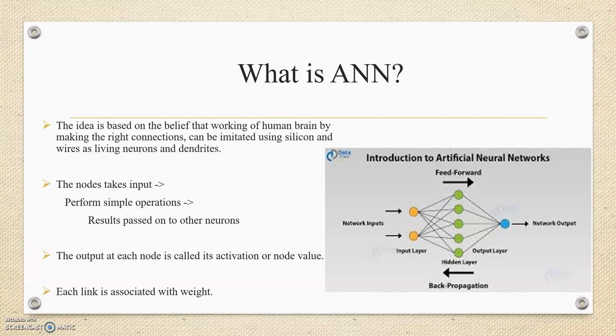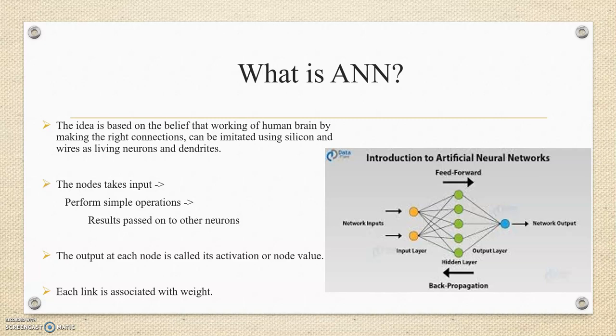The idea of artificial neural networks is based on the belief that working of a human brain, by making the right connections, can be imitated using silicon wires as living neurons and dendrites. We can simply put it as artificial neural networks are software implementations of the neural structure of human brain.